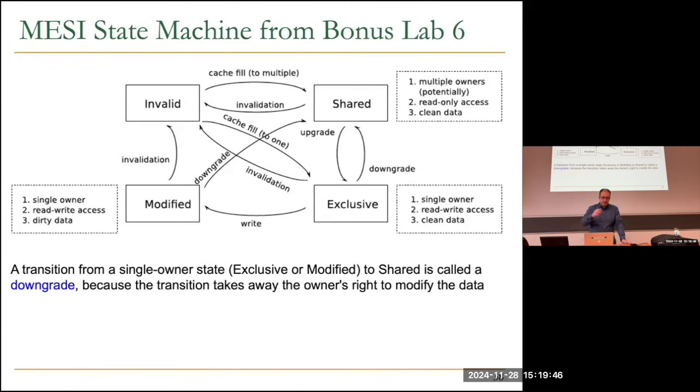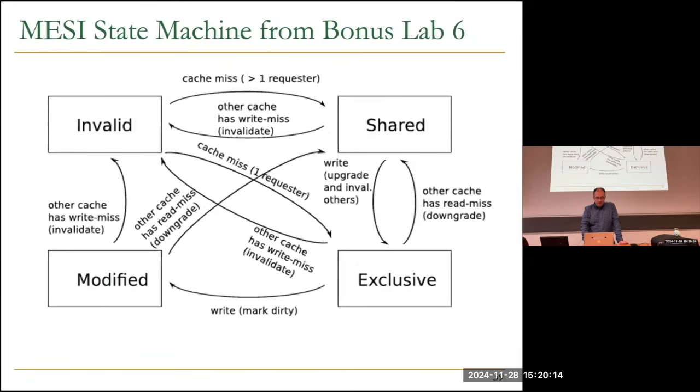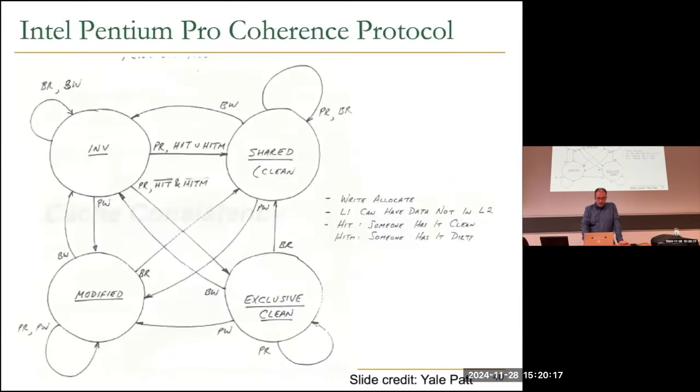I would also like to emphasize two terms, downgrade and upgrade. A transition from a single owner state, like exclusive or modified, to shared is called a downgrade because the transition takes away the owner's right to modify the data. Another term, upgrade, is a transition from shared to a single owner state, exclusive or modified. So it's just terminology that you need to be aware of. And this is your lab. This is also the MESI protocol that has been used in the Intel Pentium Pro.